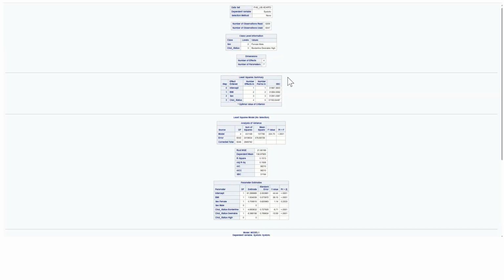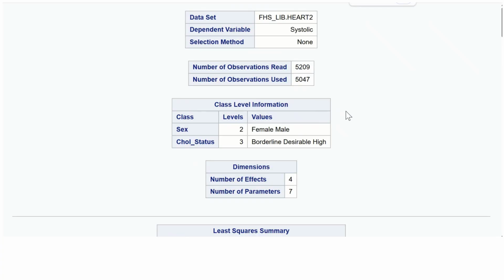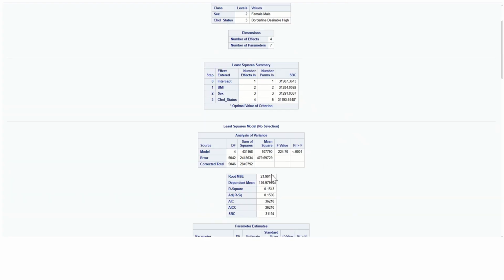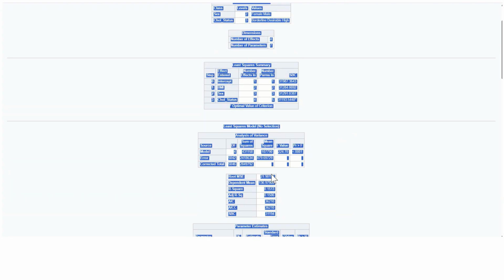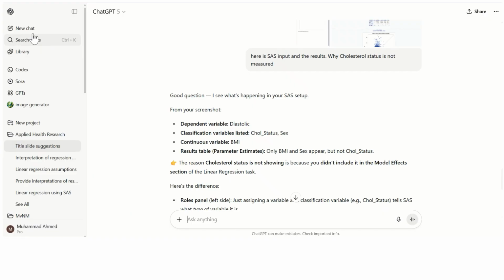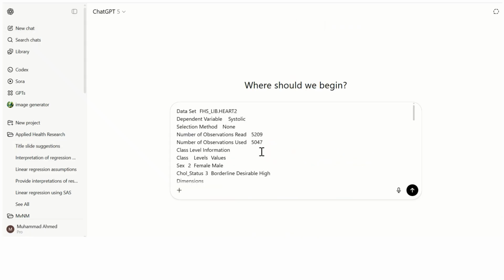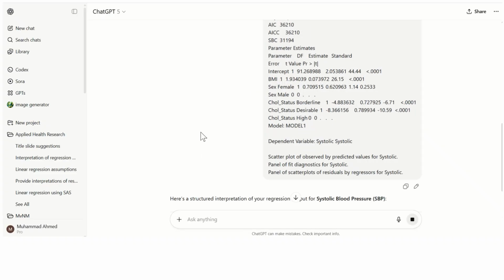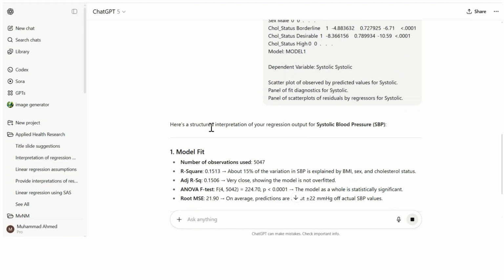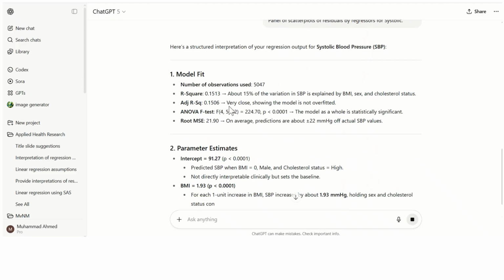Okay, so here are our results. We can just read it right here, but it's easier to just let ChatGPT break them down for us. It's much easier to read ChatGPT's interpretations, because they will be much easier for us. So I'm just going to paste all the results here and submit, and let ChatGPT do the hard work. Okay, so total number of observations: 5047.